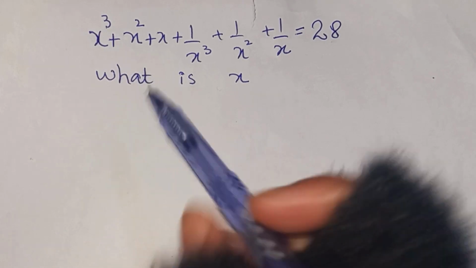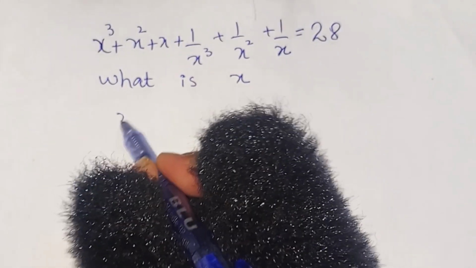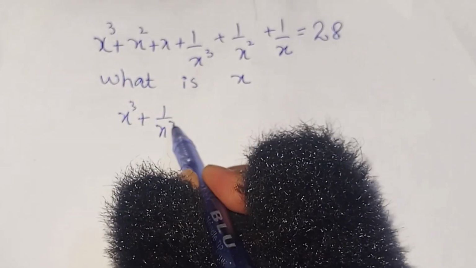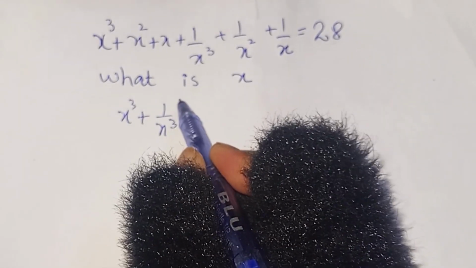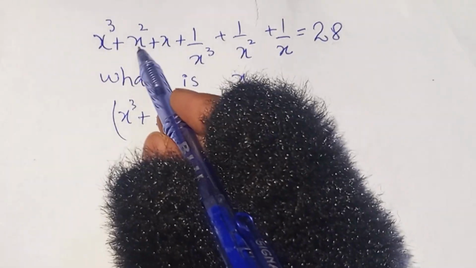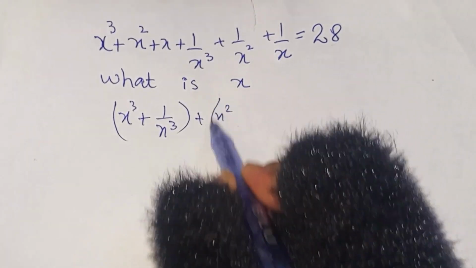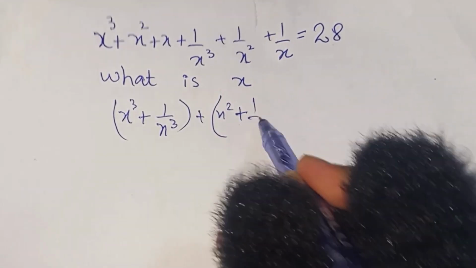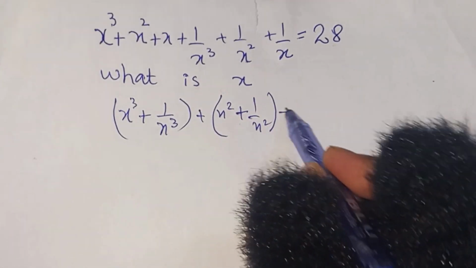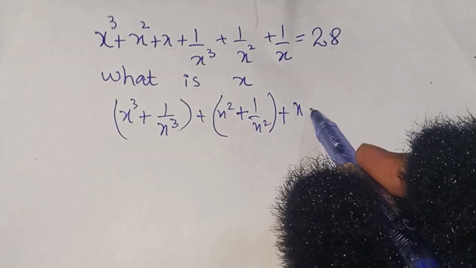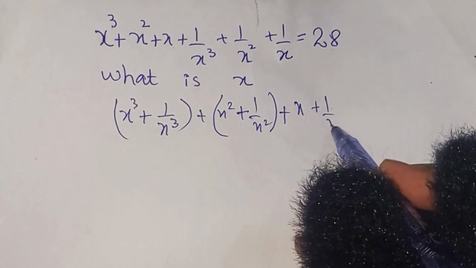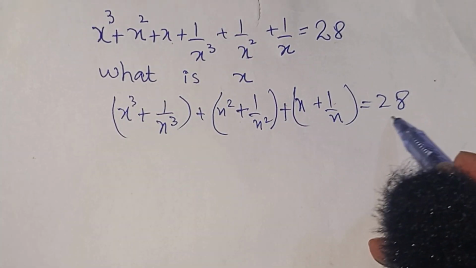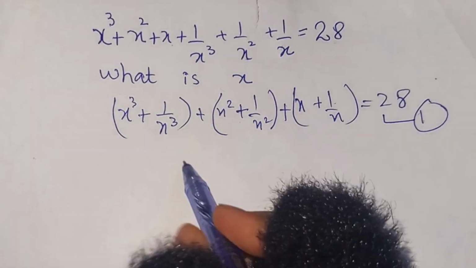First, we rearrange the given equation. We write this as x³ + 1/x³, and this also involves x², so we write 1/x², plus x, plus 1/x. It is equal to 28. Now we call this equation number 1.